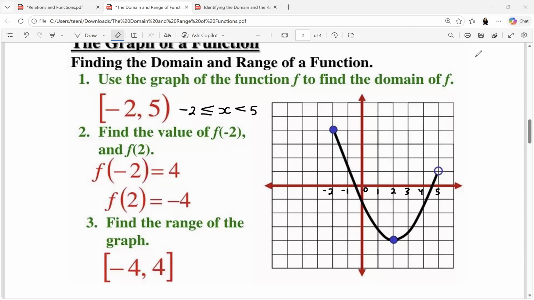Do you know what I mean by f of -1? Like what I mean by what is f of -1? It's the point on the graph where x is -1. So where is x equal to -1 on the graph?